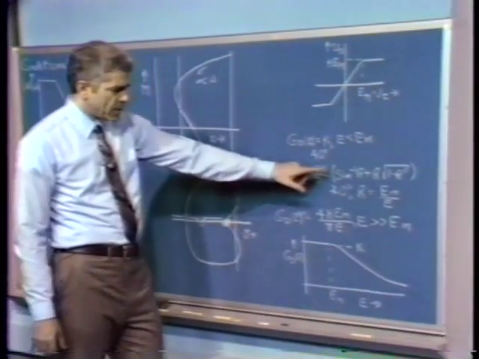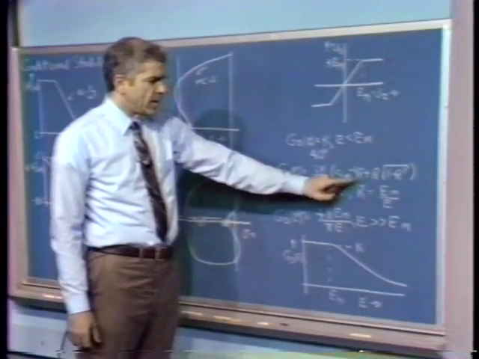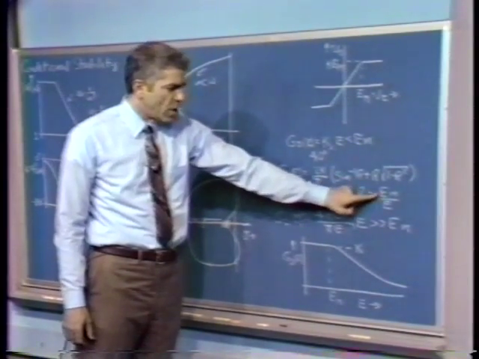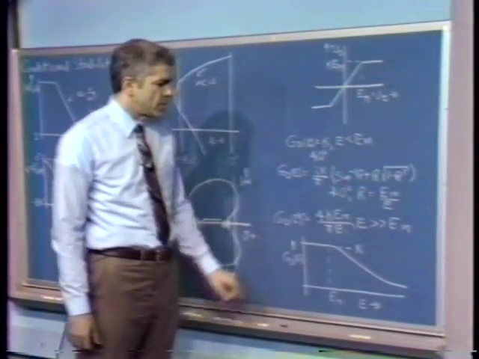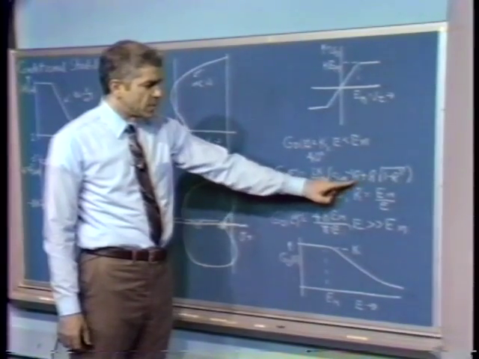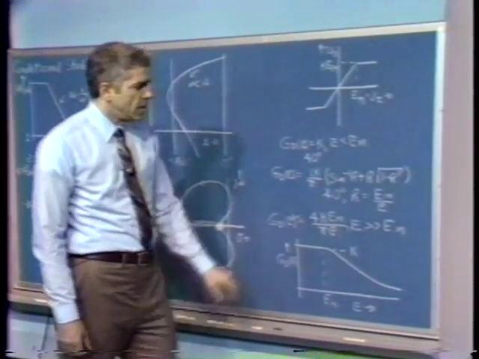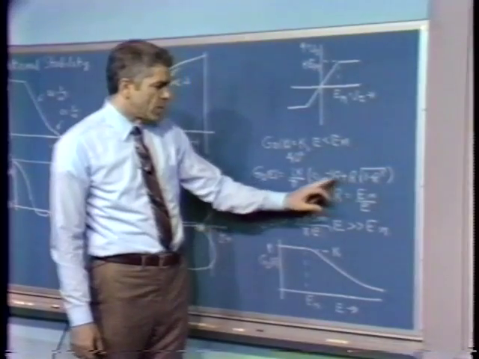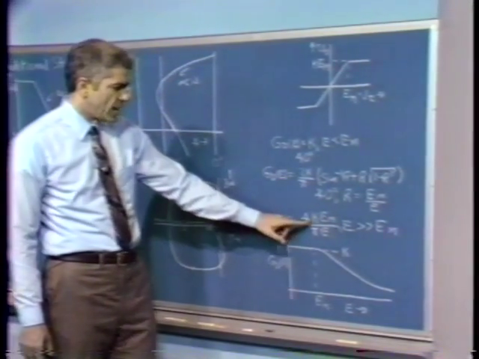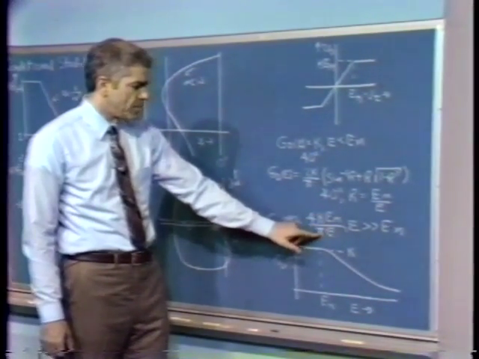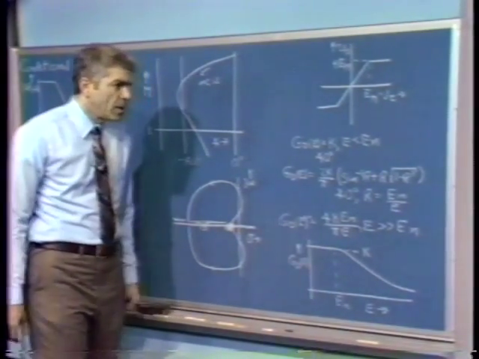We can get the same expression here by recognizing that for small values of r, when E sub m is much smaller than E, the arc sine is approximately equal to the argument. This term is about equal to 1. We get simply a 2r. Once again, we get the 4k E sub m over pi E.